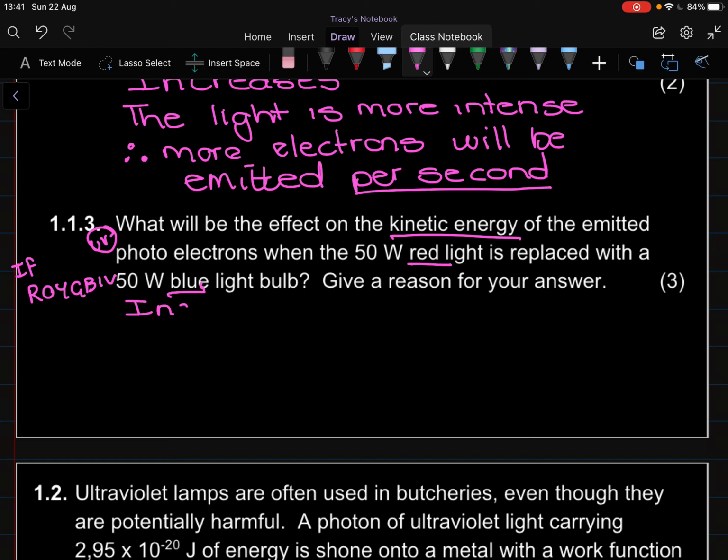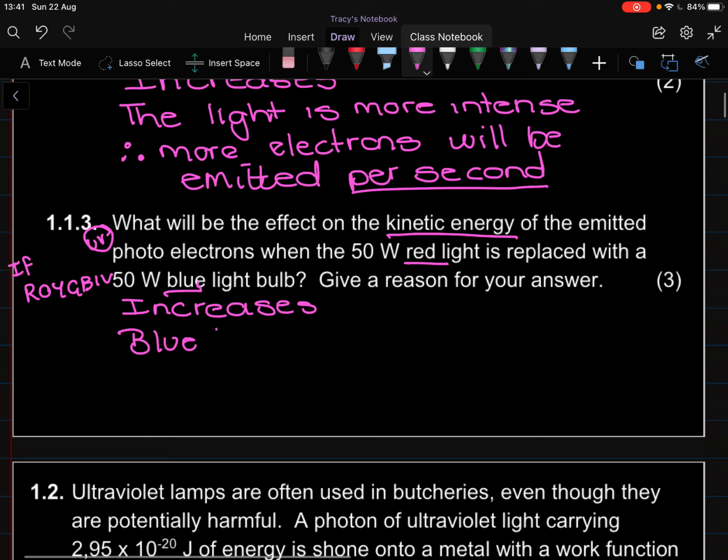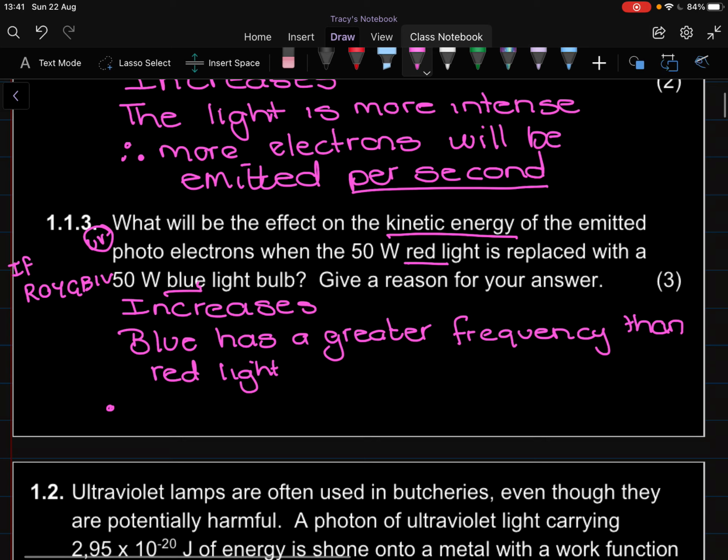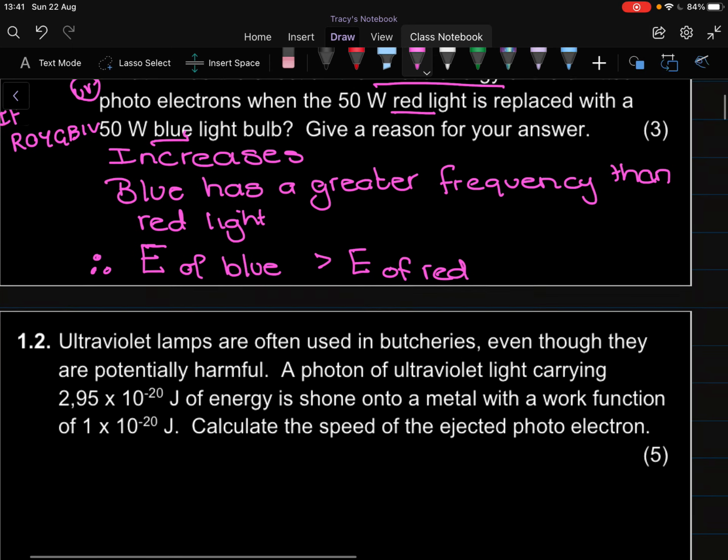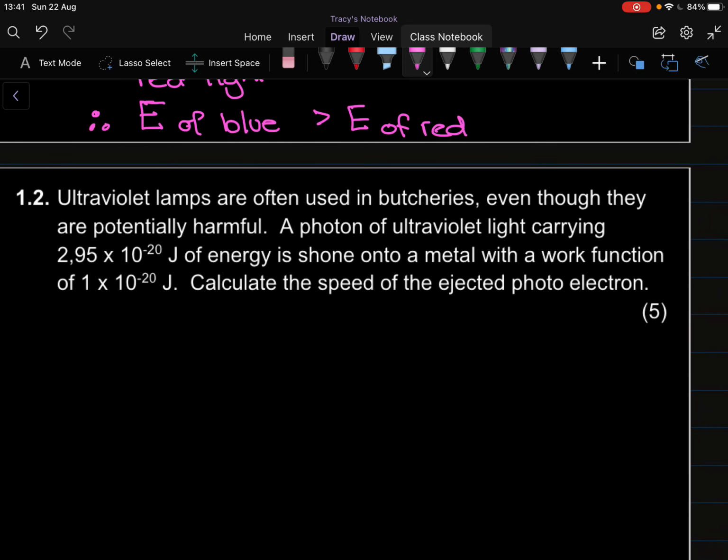So why? So first of all, what happens? It increases. Okay? Blue light has a greater frequency than red light. Therefore, the energy of blue light is greater than the energy of red light. Okay. Very straightforward. Now they say, ultraviolet lamps are often used in butcheries even though they are potentially harmful. One of the reasons why they use them is to kill bacteria. Okay, that's why it's used.